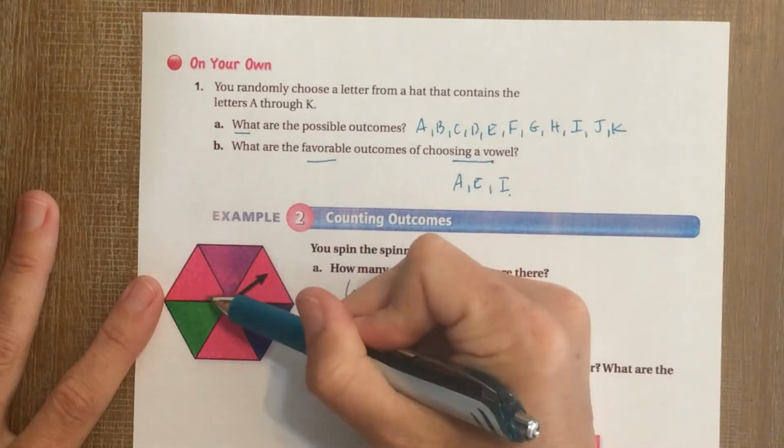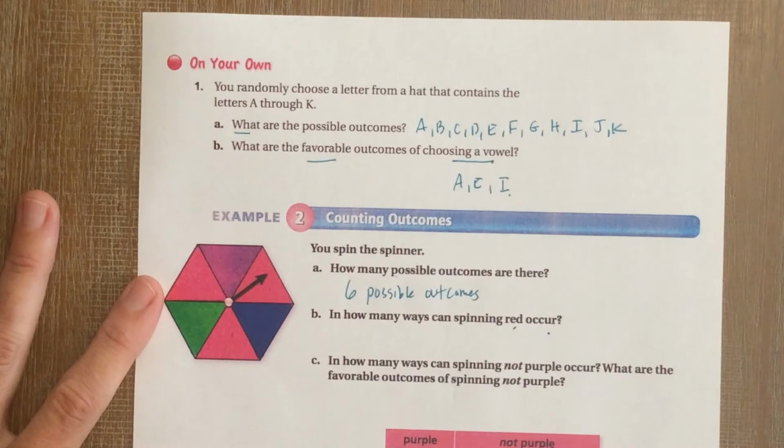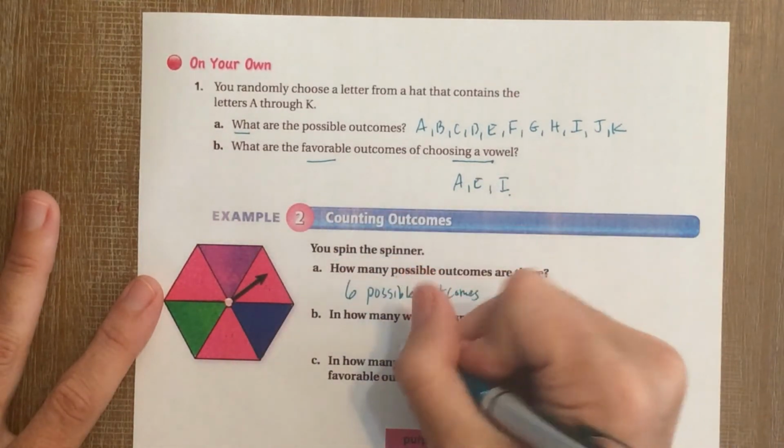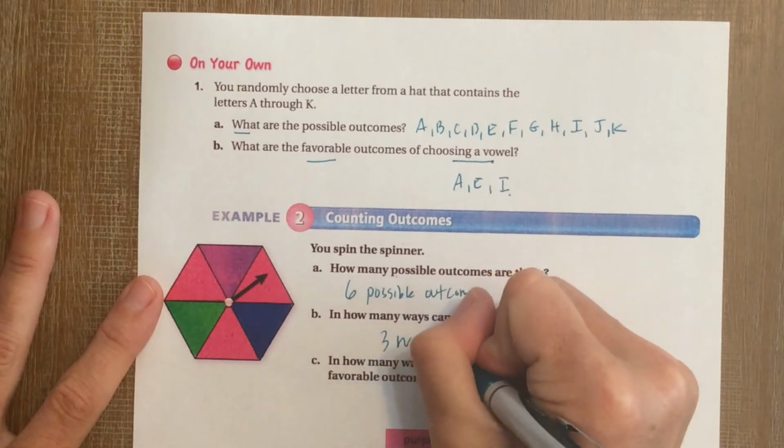All right, and how many ways can spinning red occur? Well, I told you these are my reds. I know they look kind of pink, but I see red, red, and red. So how many ways can red occur? 3 ways.